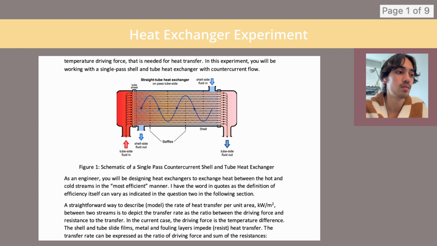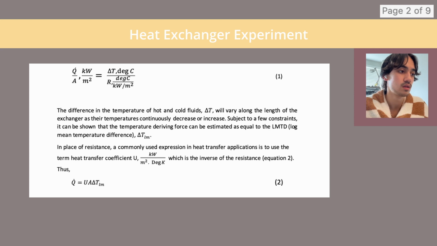A straightforward way to describe, or model, the rate of heat transfer per unit area, in kilowatts per square meter, between two streams is to depict the transfer rate as the ratio between the driving force and the resistance to the transfer. In the current case, the driving force is the temperature difference. The shell and tube side films, metal, and fouling layers impede or resist the heat transfer. The transfer rate can be expressed as the ratio of driving force and the sum of resistances.